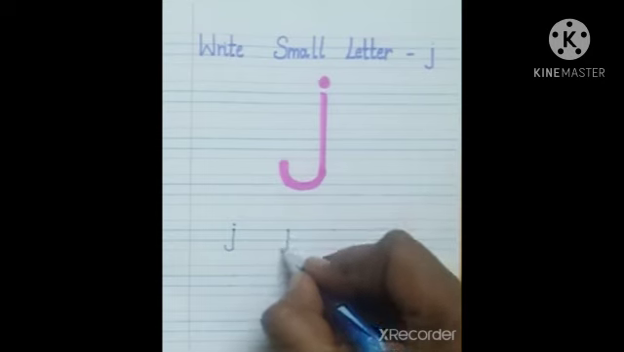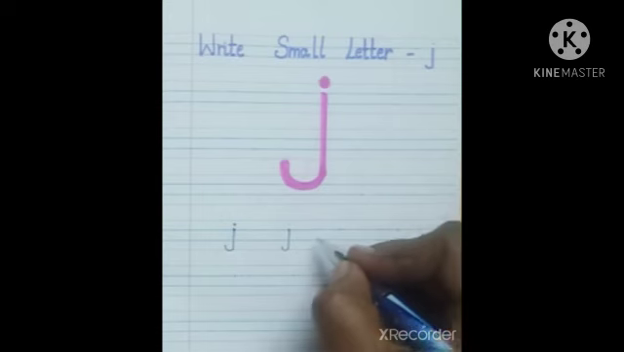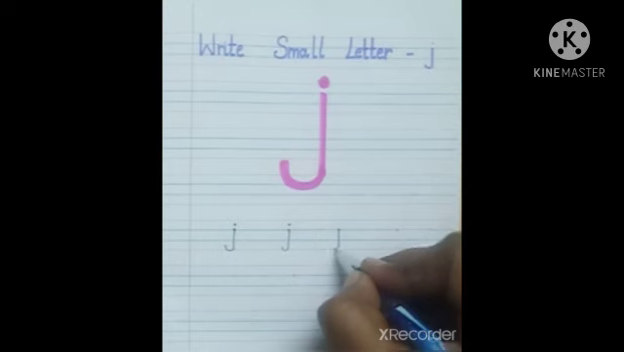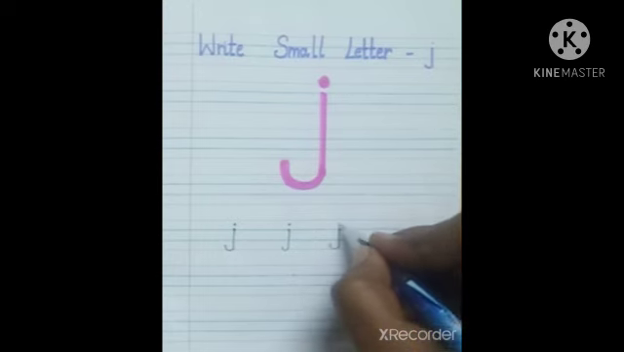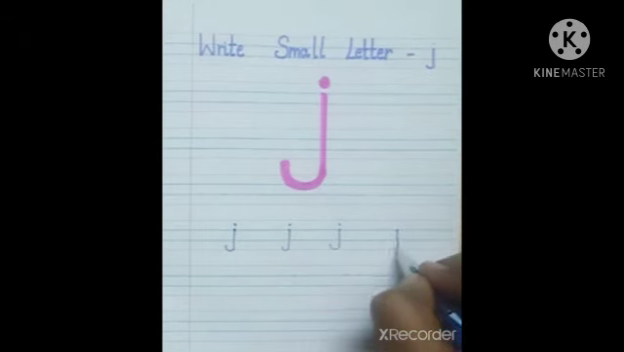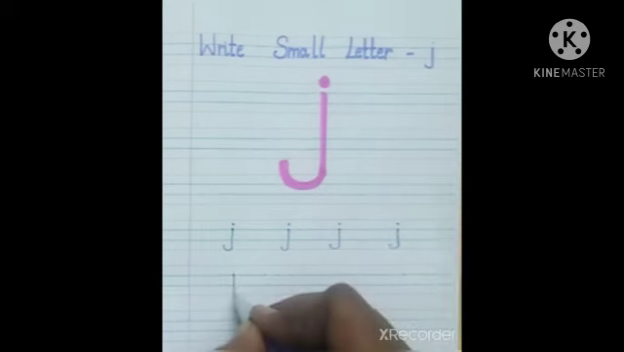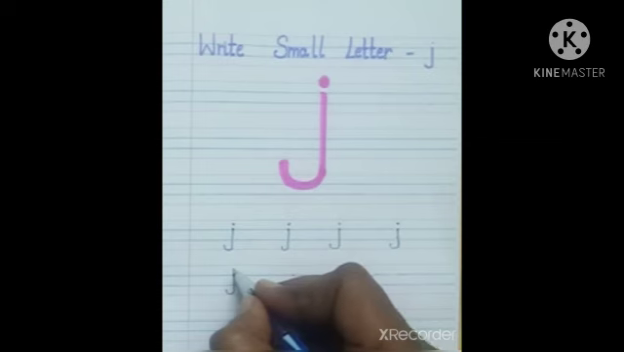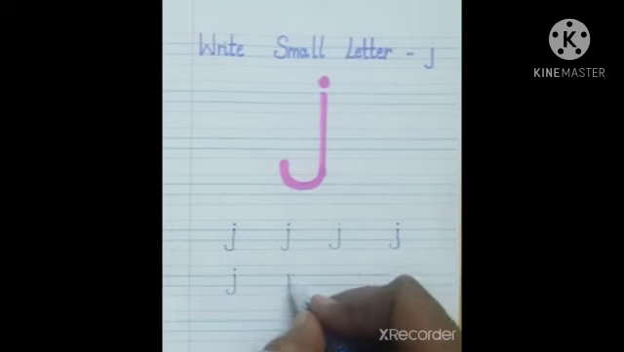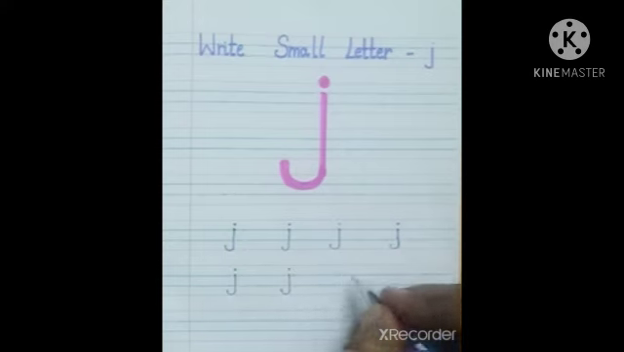Standing line, small curve and dot to form small letter J. Standing line, small curve towards left and one small dot to form small letter J.